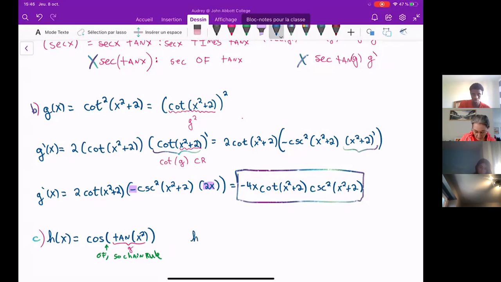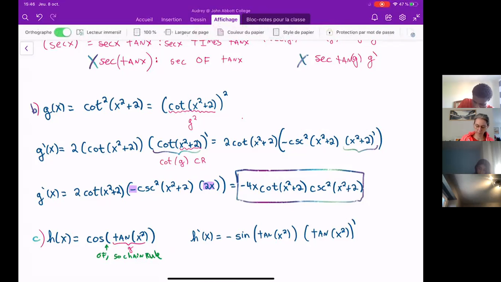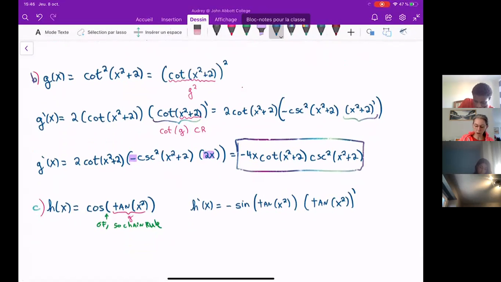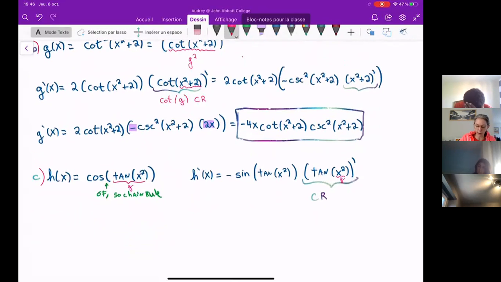So h prime of x, the derivative of cosine is negative sine. So the cosine gets replaced with negative sine of what? The inside function doesn't change. So it's of tangent of x squared. But then I pull out the inside function and prime it. And now here I have another chain rule where my inside function is that x squared. So now I have tangent of x squared, not of x, but of x squared.